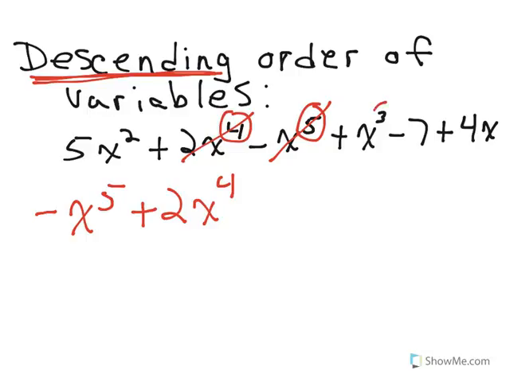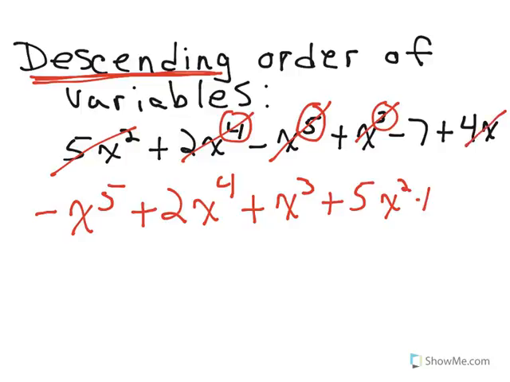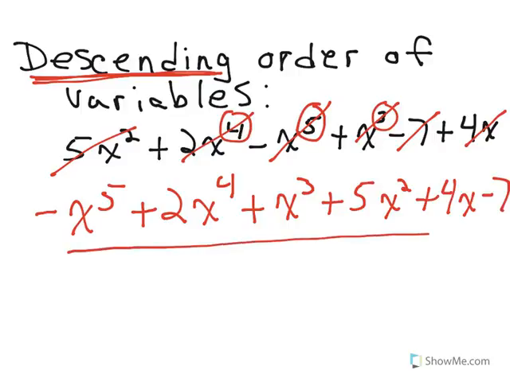Then we look for the next largest exponent, plus x to the third. Then the next largest, plus 5x squared. Then the next largest, plus 4x. And then finally, the constant, minus 7. Writing a polynomial in descending order is proper form.